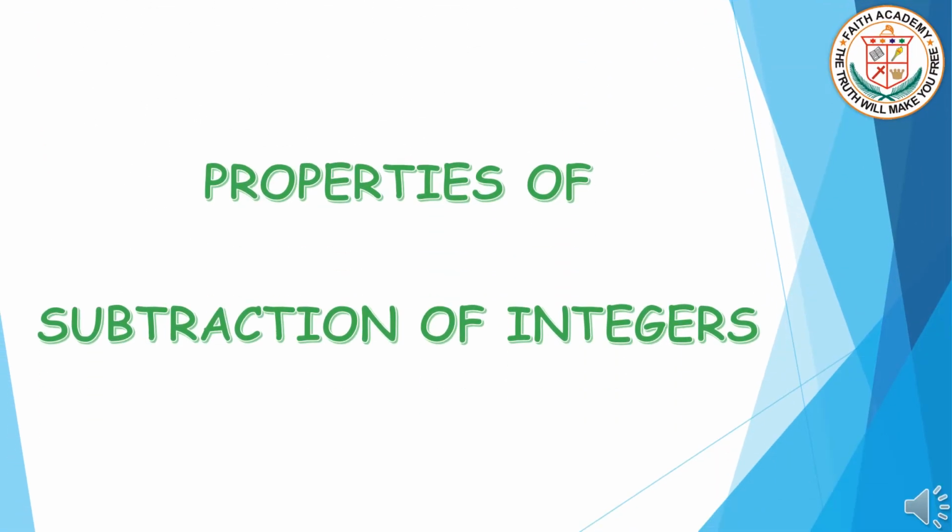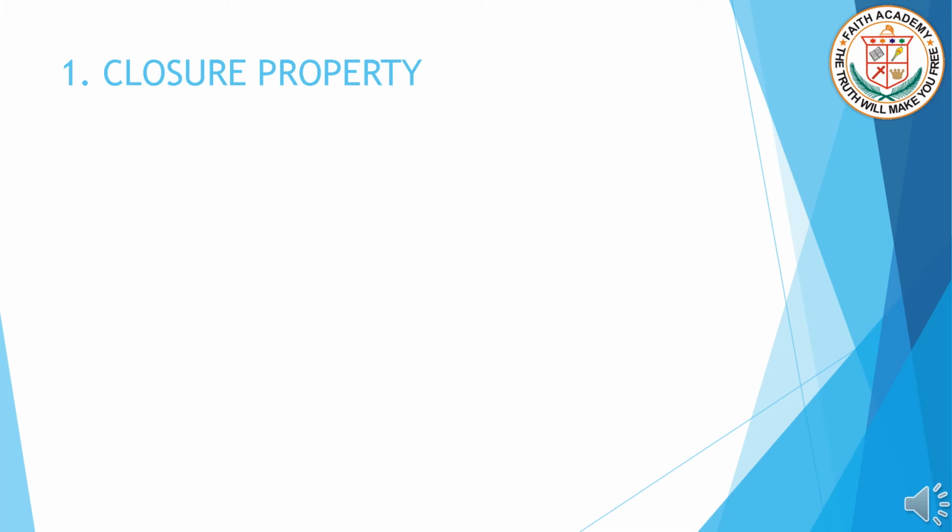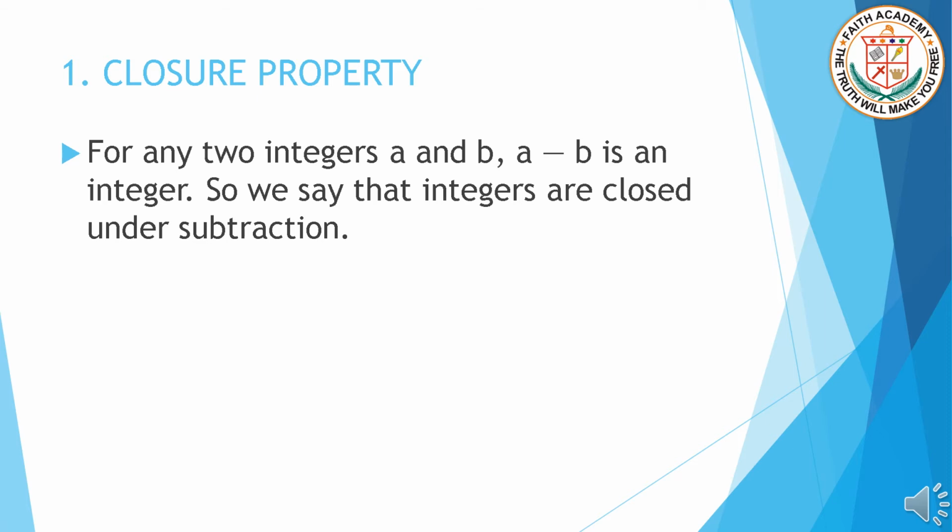Now let us look at some of the properties of subtraction of integers which are same as that of addition. The first property is the closure property. Closure property says that whenever you are subtracting any two integers, the difference should also be an integer. If it is an integer, then we say that closure property is satisfied. Let us look to some examples.